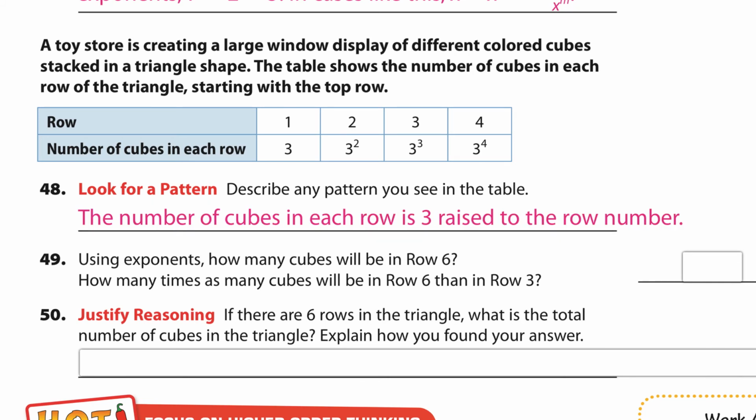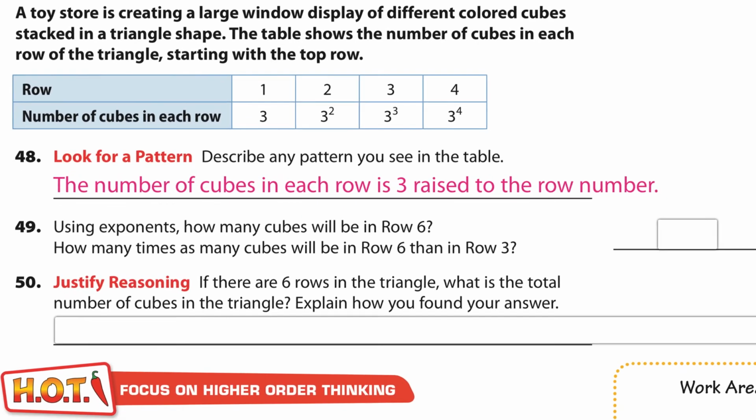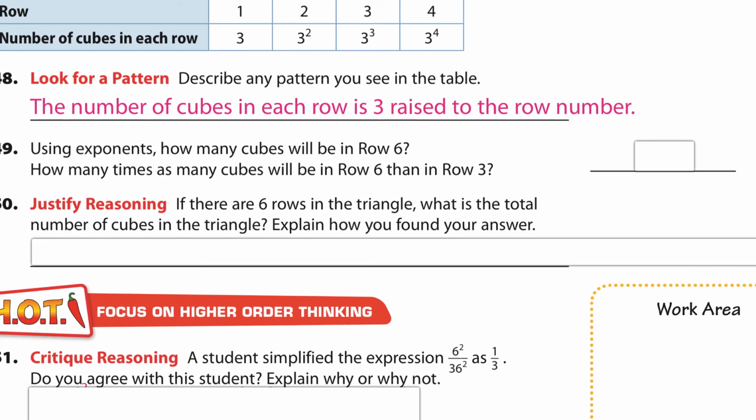Okay, yeah. So what we have is using exponents. How many cubes will be in row 6? Okay, well, row 5 is 3 to the 5th, and row 6 would be 3 to the 6th. Huh. I'm not sure exactly what 3 to the 6 is. Well, I know that 3 to the second times 3 to the second times 3 to the second is all 3 to the 6. So that's 9 times 9 times 9. I know that that's 729. Yeah. So I'm expecting to see 729 right there.